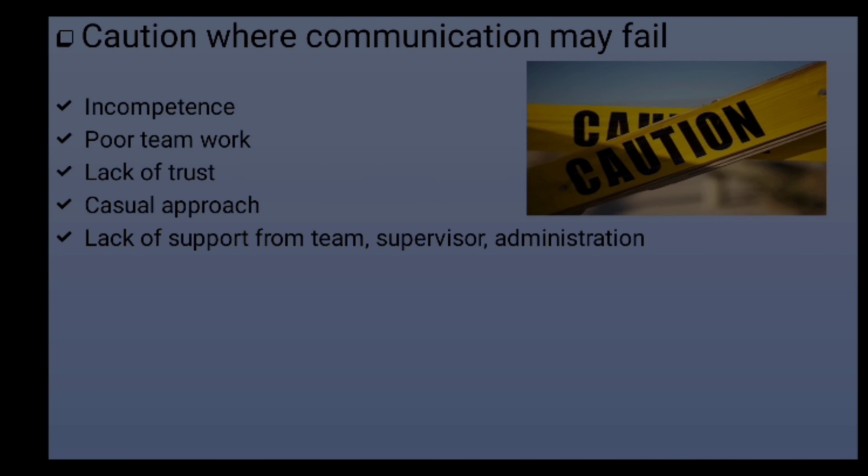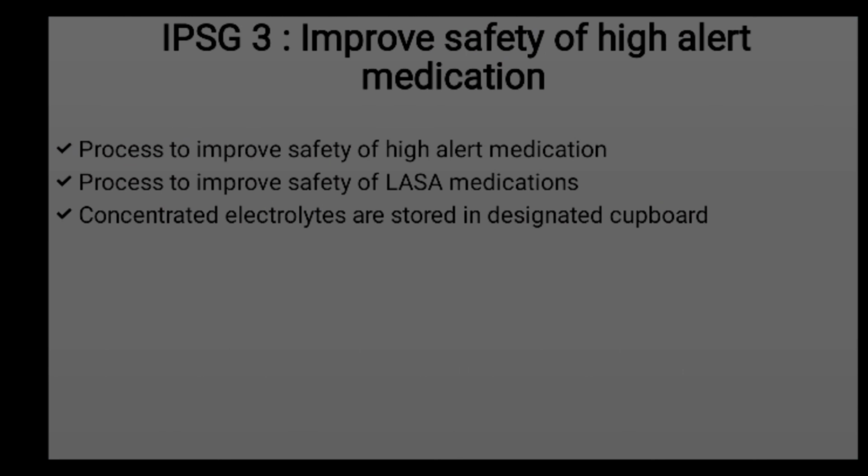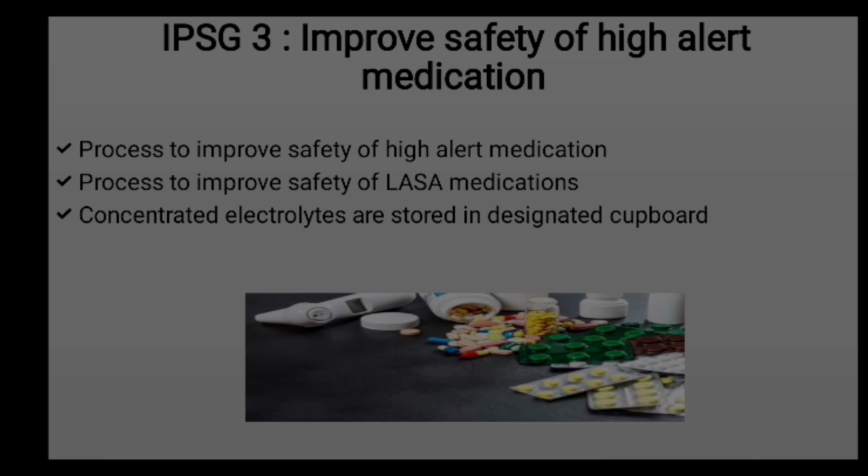Then the next one is IPSG 3, that is improve safety of high alert medication. It is the process of the safety of LASA medication, look-alike and sound-alike medication. For example, look-alike medication examples are Electone and Naproxen, tablet Avil and tablet Lasix, injection Atropine and injection Pyrolate. And sound-alike medication examples are Cefuroxime and Cetirizine, Amlodipine and Atorvastatin.